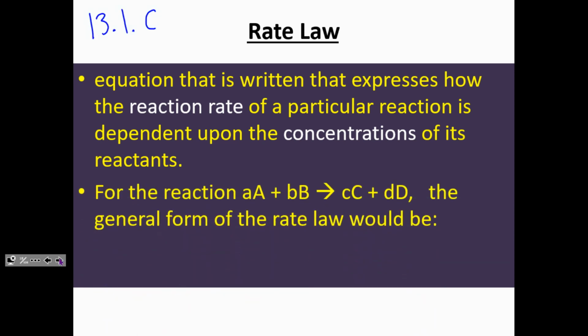For the reaction A plus B yields C plus D, the general form of a rate law would be rate equals the letter K times brackets for A, which is concentration, to the power of a times the concentration of B to the power of lowercase b. Now, A and B are reactants. Little a and little b are coefficients.